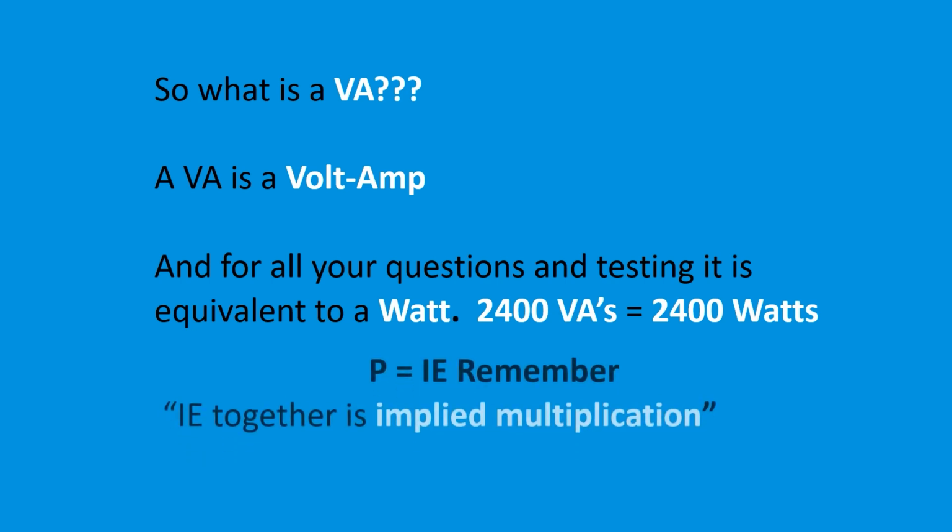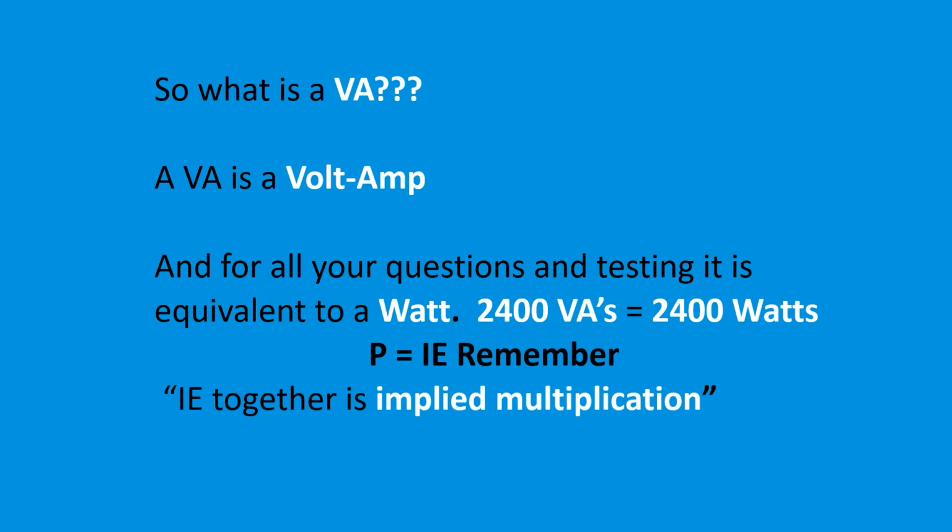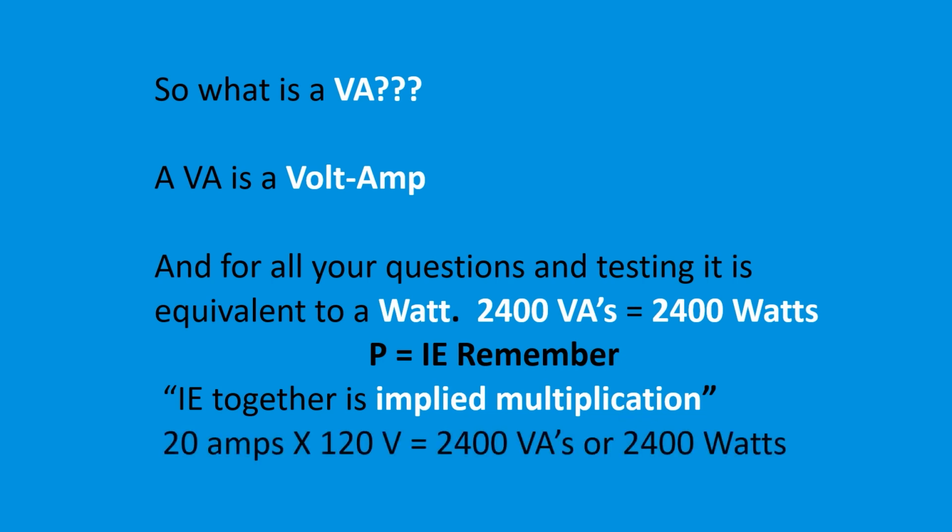Pretty simple. So remember, we just learned about P equals IE in our power pyramid, so the IE together implies multiplication. So if we took a 20 amp circuit and multiplied it by 120 volts, that's going to give us 2,400 VAs or 2,400 watts. So all of this Ohm's law practice is going to tie directly not only into your testing, but into your in-field application of understanding watts, VAs, amps, voltage, and all these things.